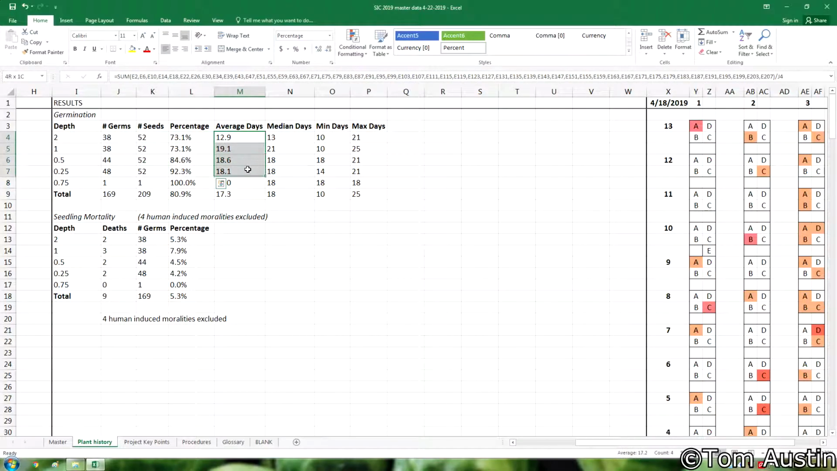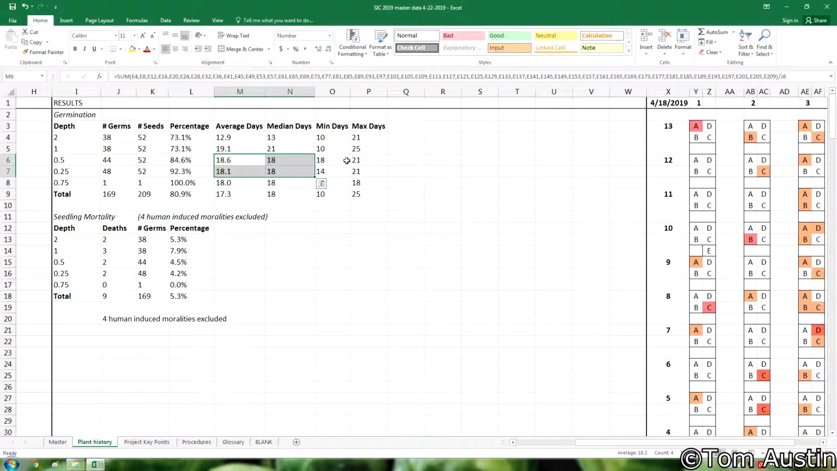However, sort of conversely, we can see here that with the average and median days to germination, the seeds planted much deeper were much sooner in germinating than the plants that were closer to the surface, with this outlier of the 1 inch seeds taking the longest out of any subset to germinate, and the 1/2 and 1/4 inch taking basically the same amount of time.